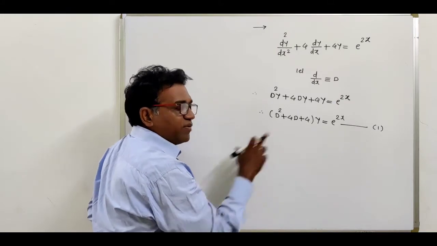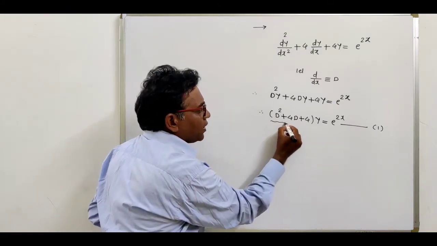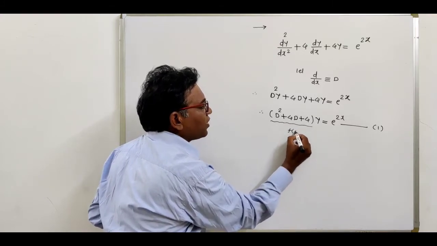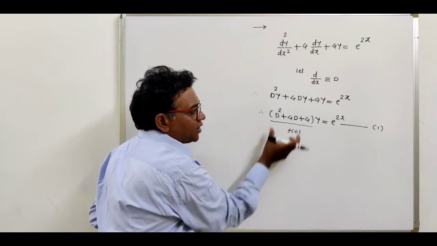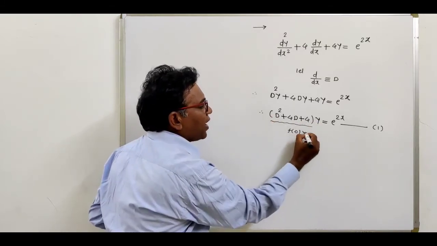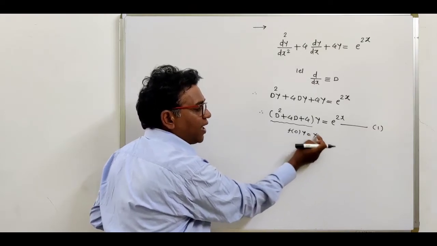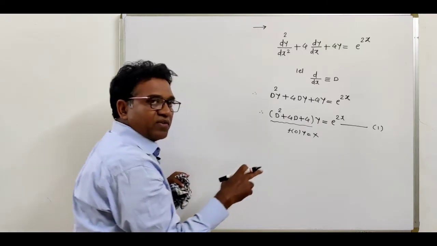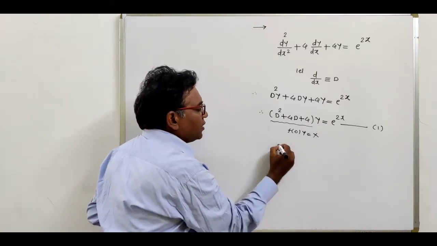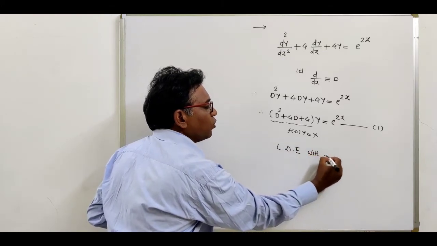Now see what is this given equation? If we denote this differential term as our function of D, then what is this equation? This is nothing but f(D) y. This is equal to capital X, where capital X is a function of x alone. So what is this given equation? We are given the linear differential equation with constant coefficient.